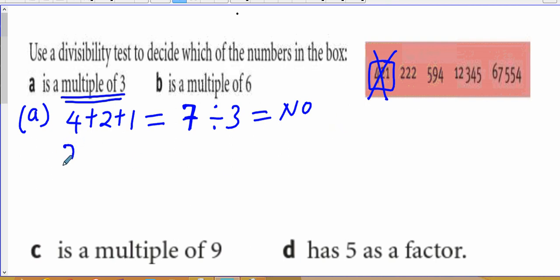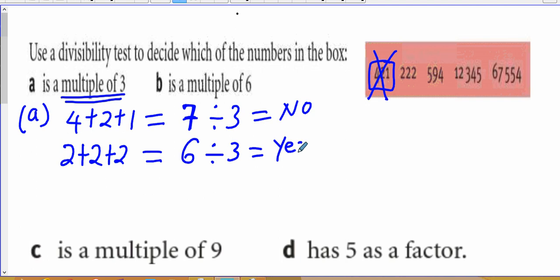How about the number 222? In order to find out whether 222 is a multiple of 3, what do we do? We add the digits making up that number and see the result. 2 plus 2 is 4. 4 plus 2 is 6. The question is, is 6 divisible by 3? The answer is yes. How? 6 divided by 3 equals 2, and 2 is not a decimal number. So this 222 is a multiple of 3.